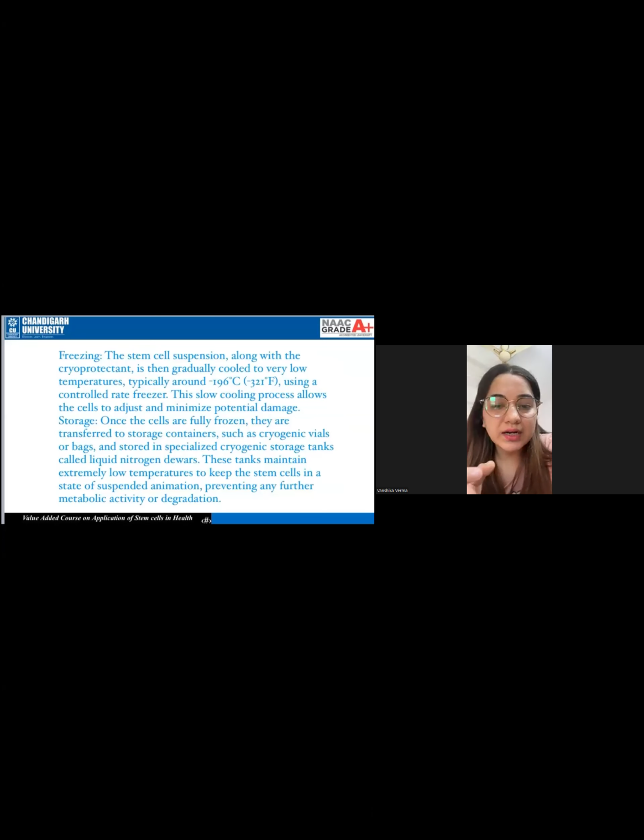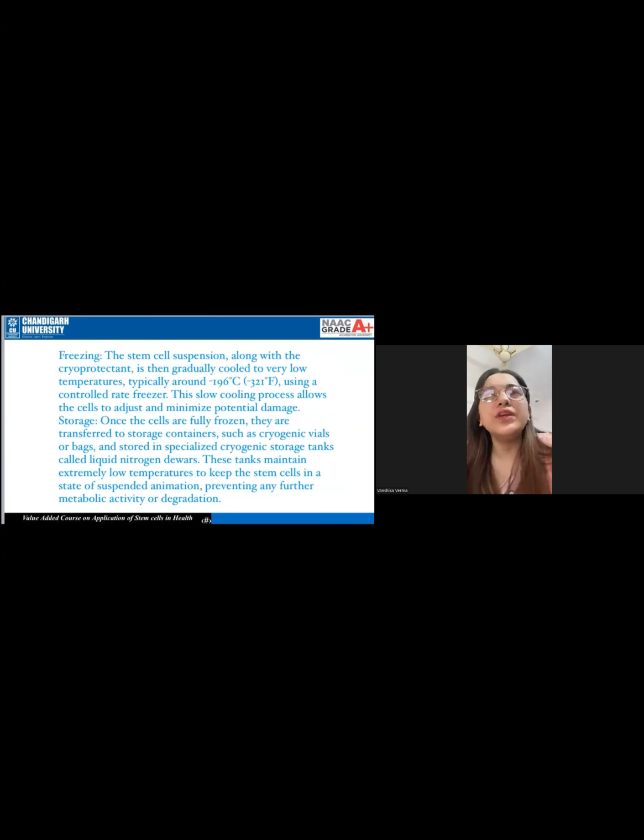Now, these are the steps for storage. How do we store it? For example, I talked about this previously also. There is a specific temperature we need for the storage. The stem cell suspension has to be frozen at minus 196 degrees Celsius, that is minus 321 degrees Fahrenheit, using a controlled rate freezer. We need a proper cooling process along the cell's edges to minimize potential damage.